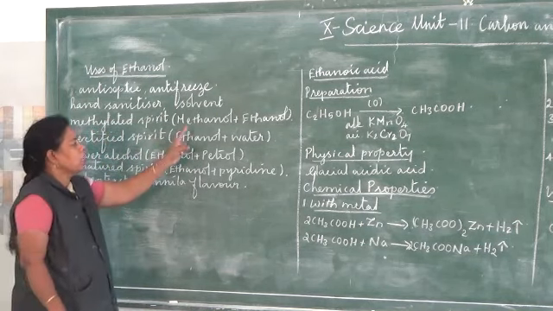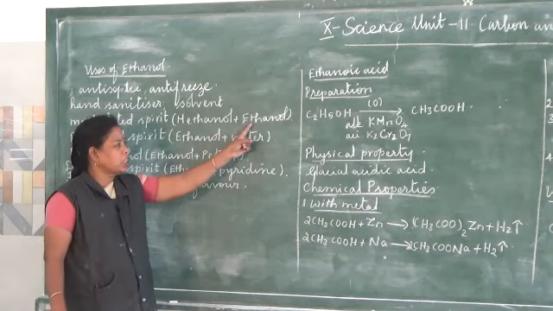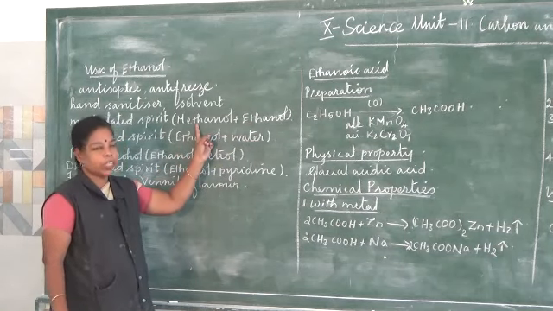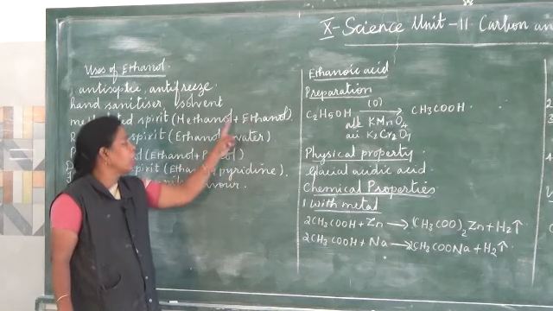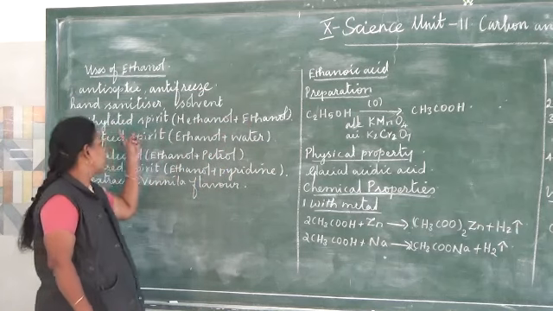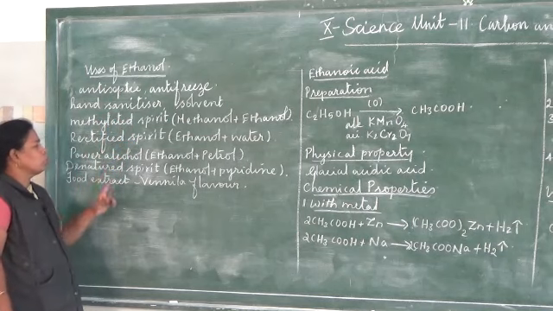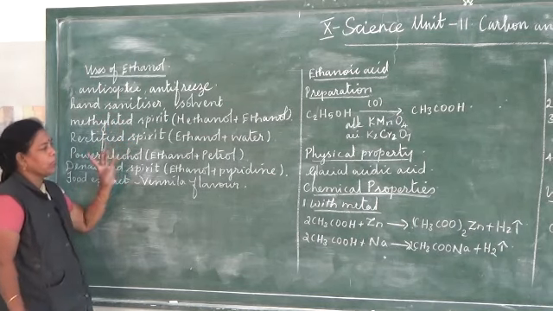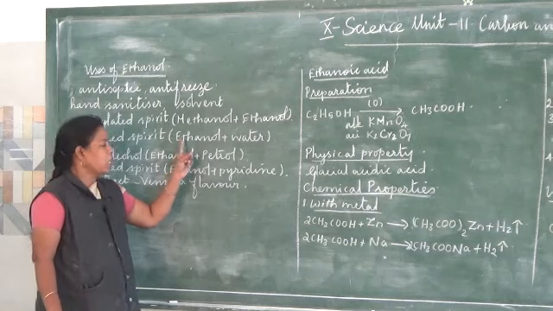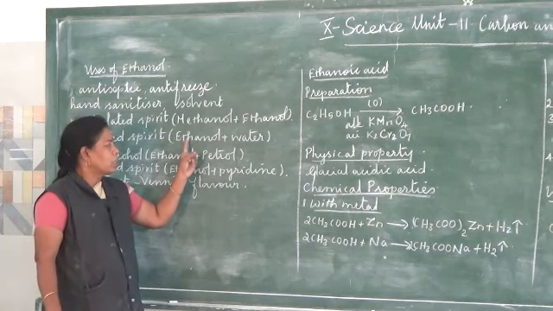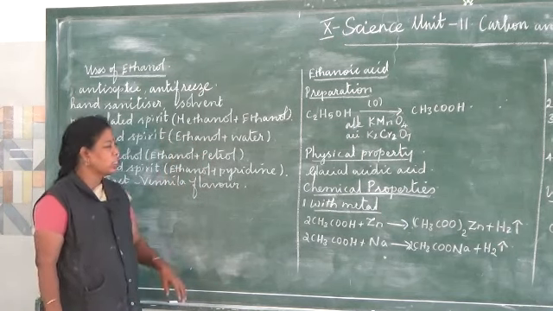Methylated spirit means 90% of ethanol and 5% of methanol. The mixture of 90% of ethanol with 5% of methanol is called methylated spirit. So in the manufacture of methylated spirit also ethanol is used, and then in the manufacture of rectified spirit, which means 95.5% ethanol and 4.5% of water.